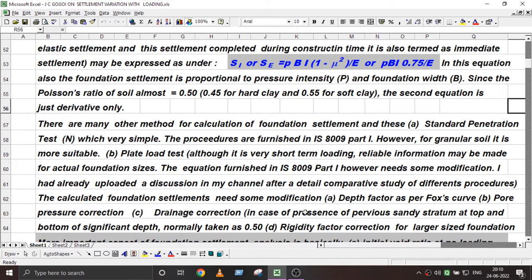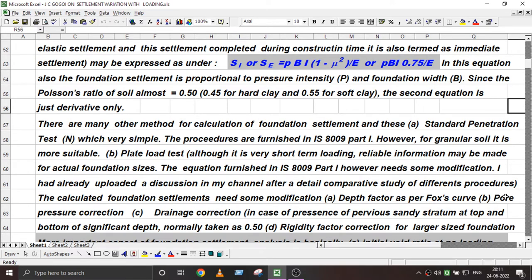There are a lot of correction and modification factors. One is the calculated settlement modification for depth factor as per Fox curve. It is the depth factor, when B is equal to DF, then the depth factor will be 1.33. It is mentioned in IS 6403 in a note. You shall notice in the note the depth factor is at maximum 1.33. So 1 divided by depth factor is the value of that first curve.